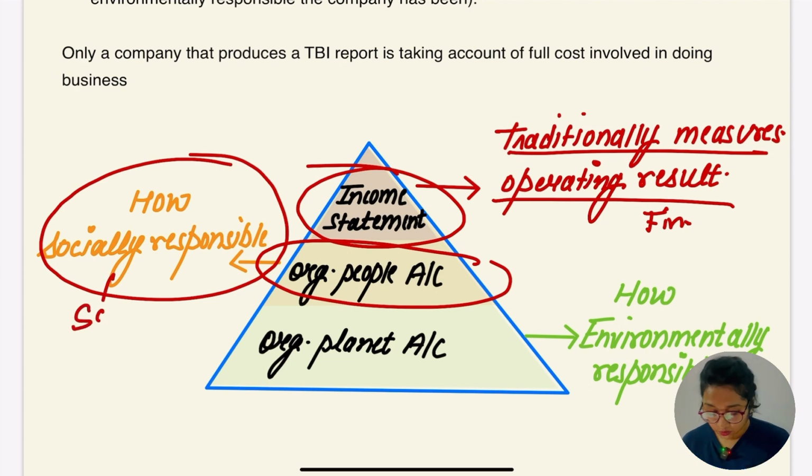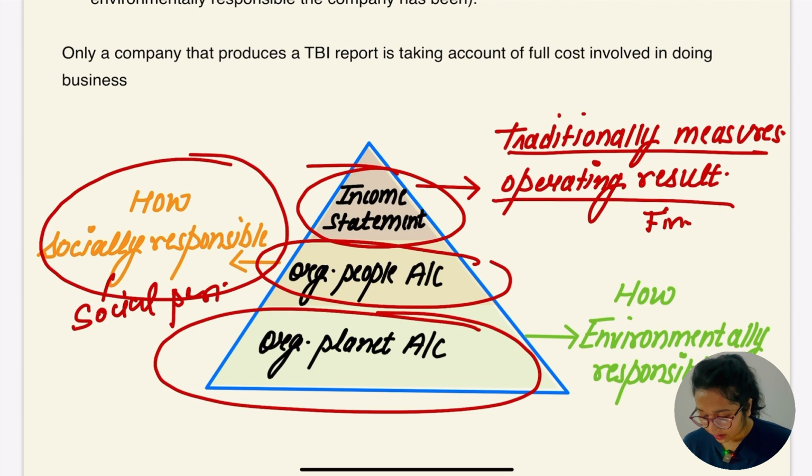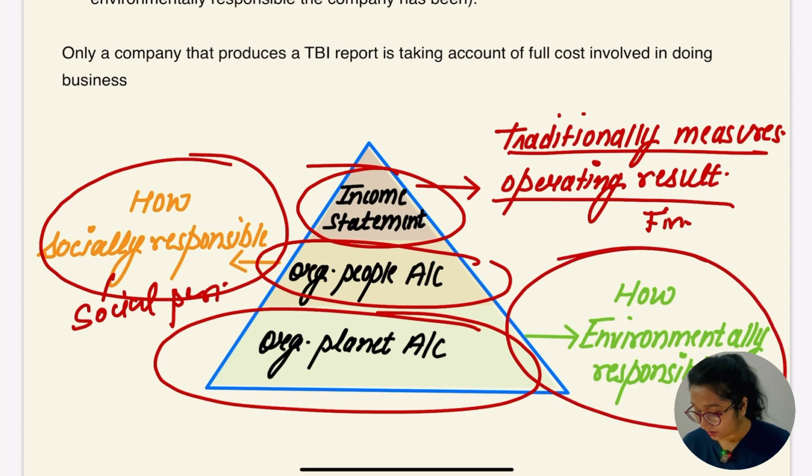Okay, so it is going to focus on the social performance. The second part is the organizational people account, which is going to tell the social performance of the organization. The third part defines the organizational planet account, as the planet name is equal to environmental, which includes flora and fauna, each and everything. So the organization planet account is going to be responsible for how environmentally responsible it is.